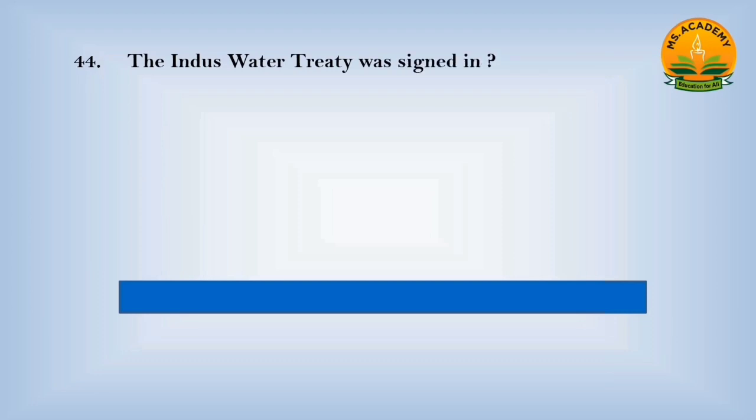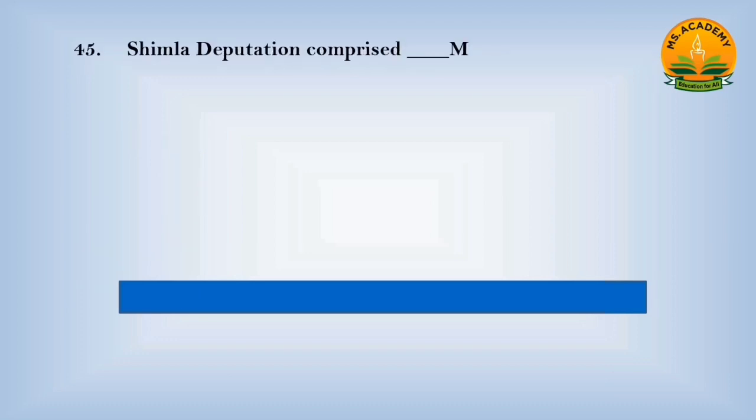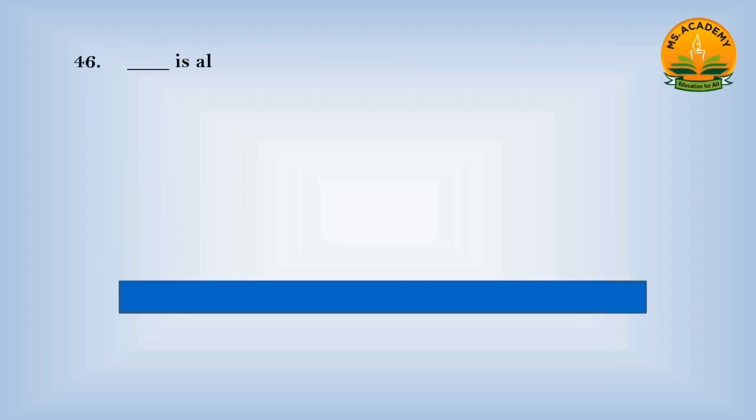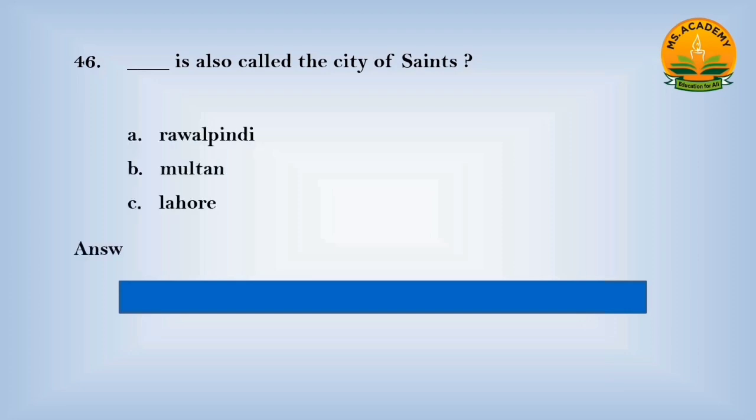The Indus Waters Treaty was signed in A. 1958, B. 1959, C. 1960. Answer is C. 1960. The Shimla deputation comprised dash Muslim leaders. A. 15, B. 35, C. 20. Answer is B. 35. Dash is also called the City of Saints. A. Rawalpindi, B. Multan, C. Lahore. Answer is B. Multan.